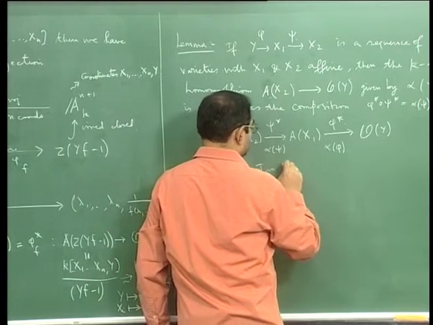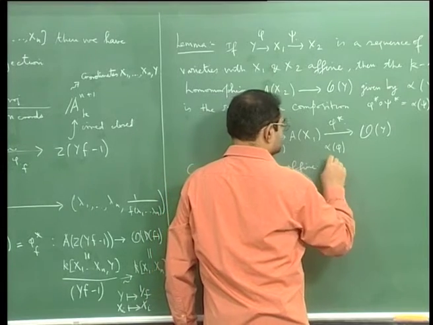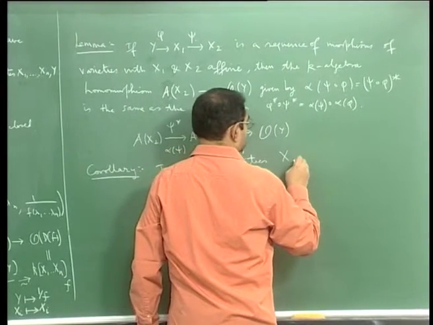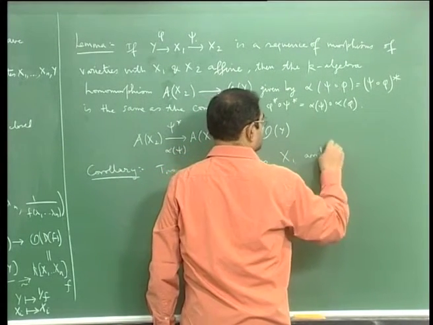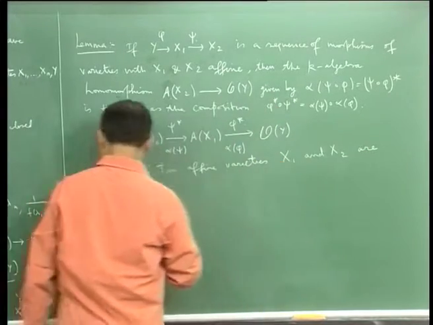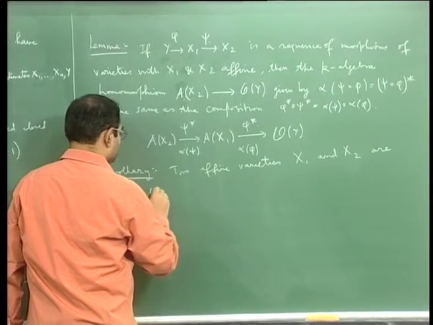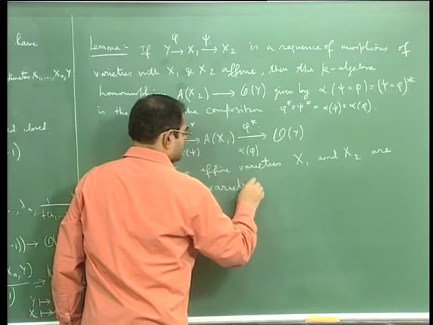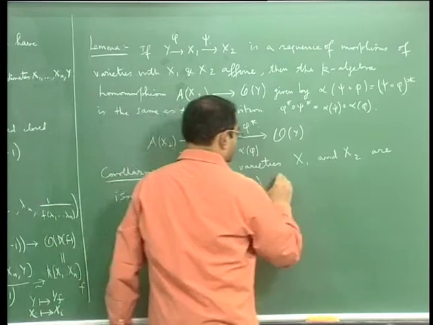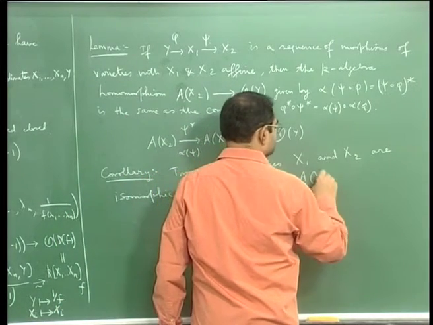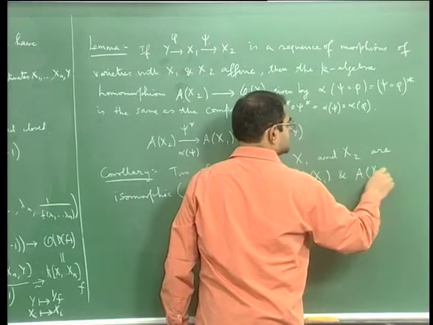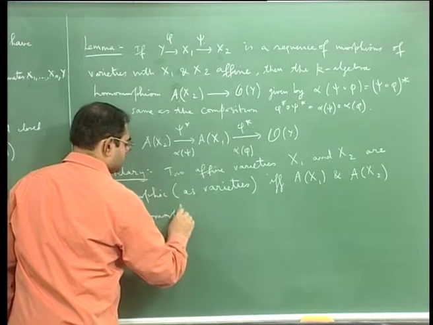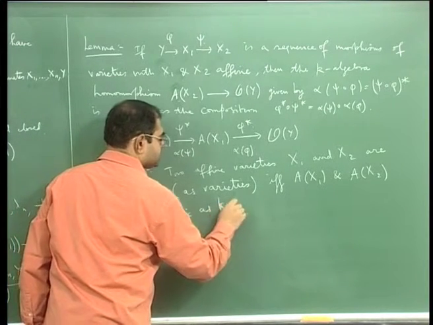Two affine varieties X1 and X2 are isomorphic, and when I say isomorphic it means as varieties, if and only if A(X1) and A(X2) are isomorphic as K algebras.